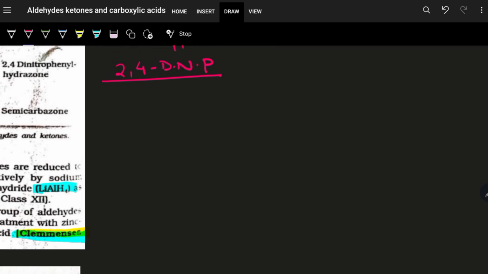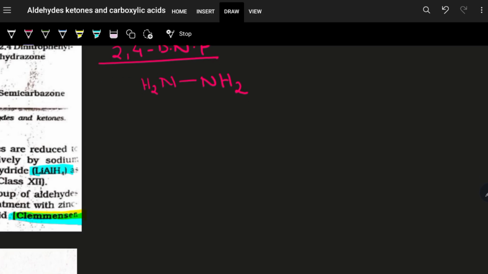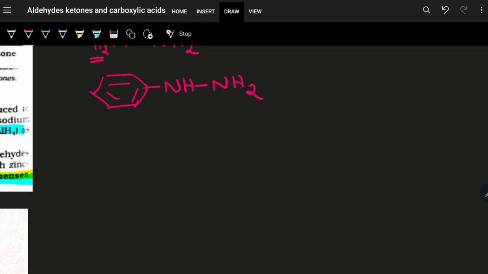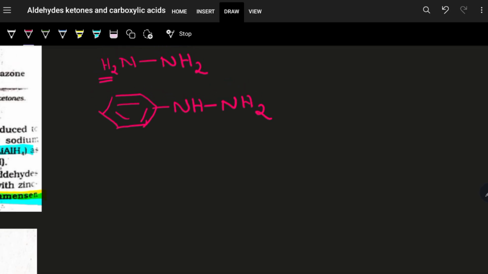So the structure begins with hydrazine. NH2, NH2 is hydrazine. What is phenylhydrazine? That means I substitute 1H by the phenyl ring and I will write NH and NH2. This is phenylhydrazine. Now 2,4-dinitrophenylhydrazine. That means this is phenylhydrazine.